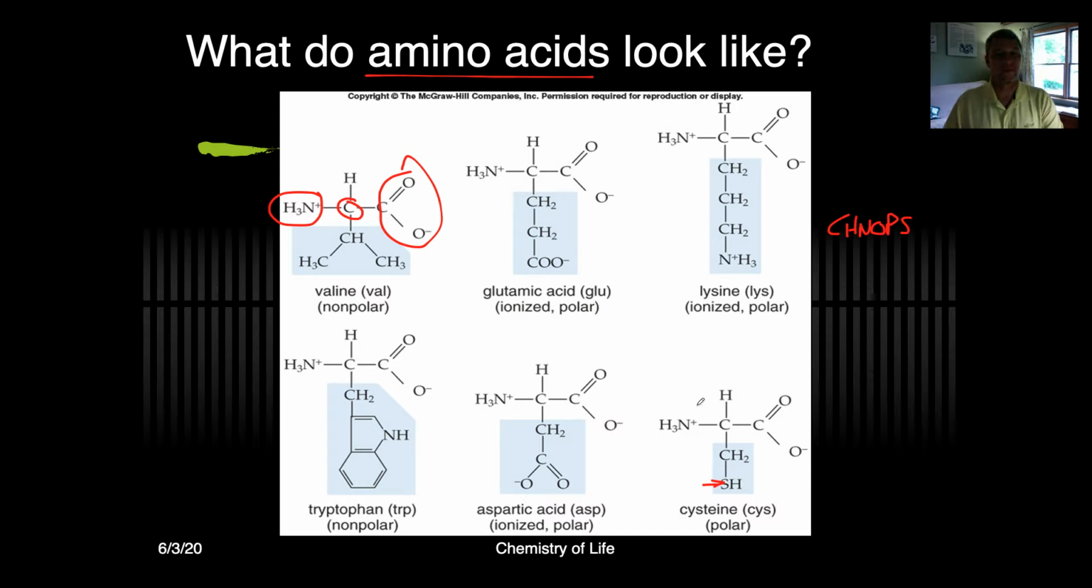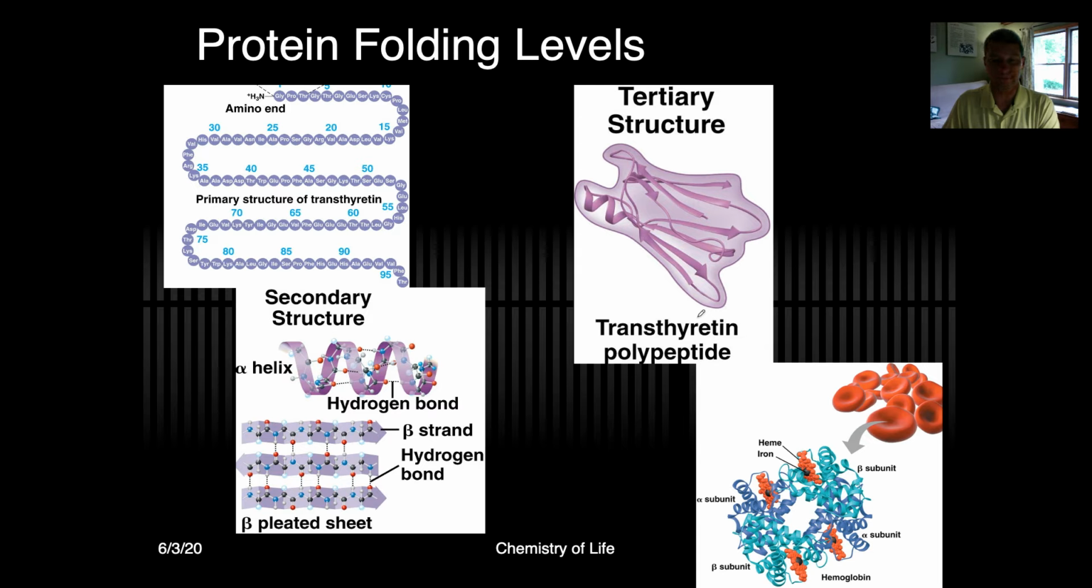So these amino acids have a central carbon, an amino group, an acid group, a hydrogen on top, and then what's shaded in blue in each of these 6 examples is what we call the organic chain, or an R group. Now, it's the R group that gives each amino acid its own identity. So each of the 20 amino acids has a different R group. And they obviously are structurally different, and they have different chemical properties. You can see this one, for example, is non-polar. This one is ionized and polar, and so on.